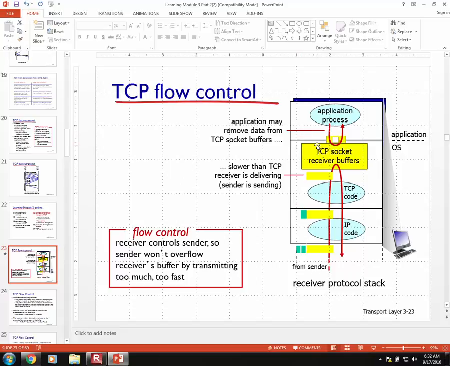So really, you have an application that just can't, for whatever reason, how it's designed or what it has to do with the data, it's just not getting the data from the buffer fast enough. And this is why the receiver has to have some sort of way to throttle back how fast the data is being received.